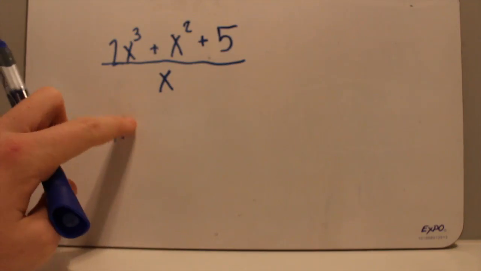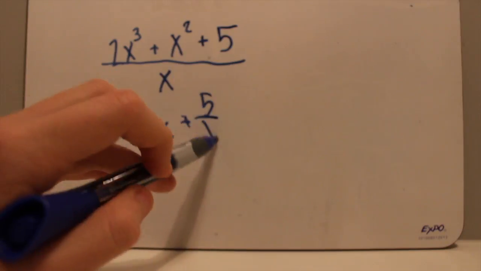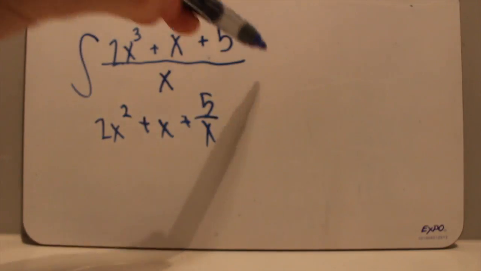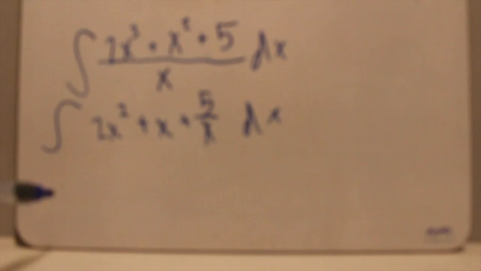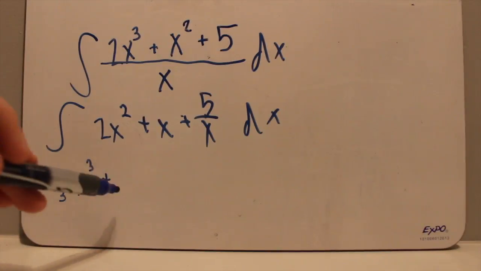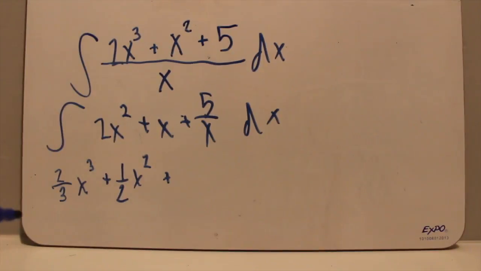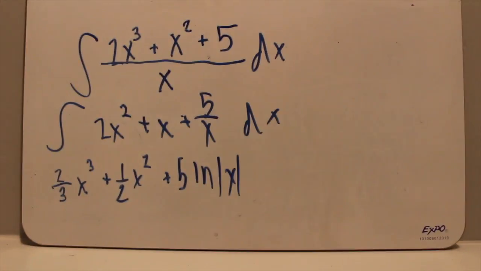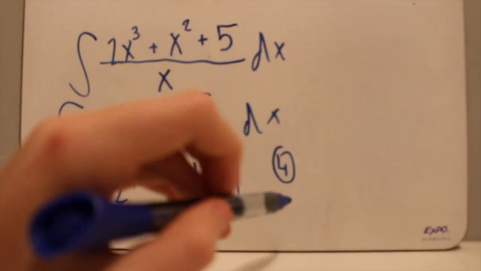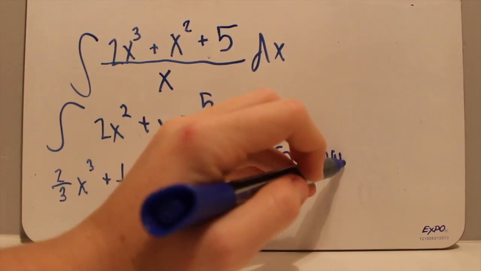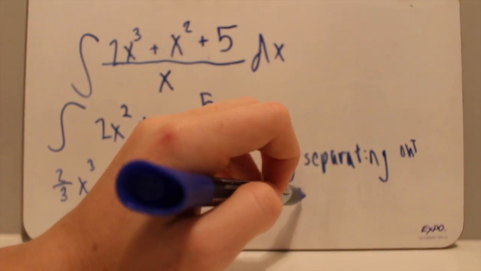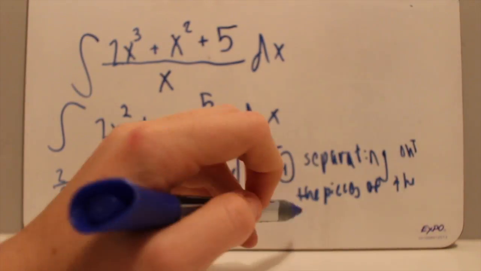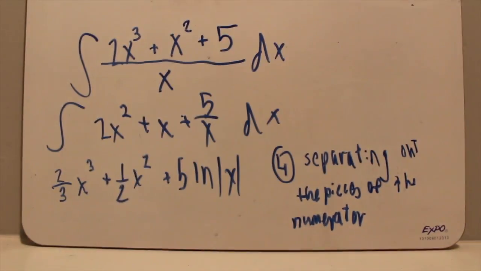So for this problem, it looks easiest to separate the numerator out into 3 separate fractions so that you can take the antiderivative of each one. So then we get 2/3 x cubed, 1/2 x squared, plus 5 ln absolute value of x. That's just a formula we have. And that is just how you separate the pieces of a fraction.